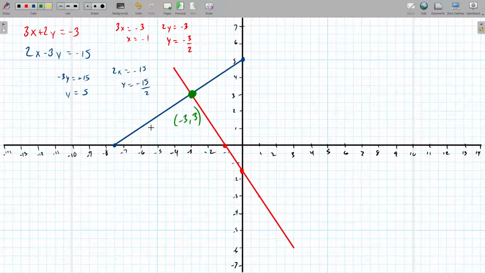Alright, so this is the first way to solve a system of linear equations with graphing. There's 2 other ways, which will be the next 2 videos in this series, with substitution and elimination, so be on the lookout for those.